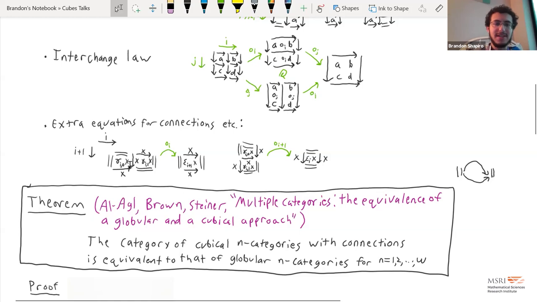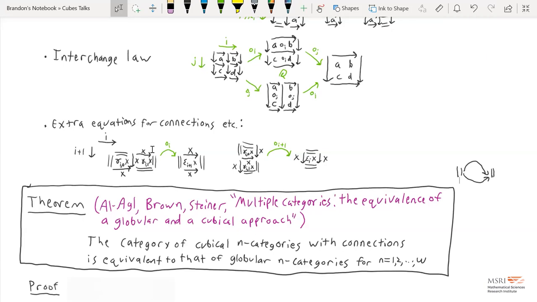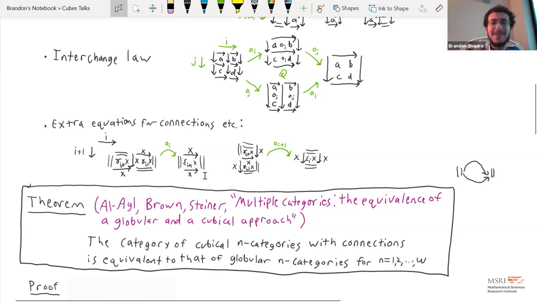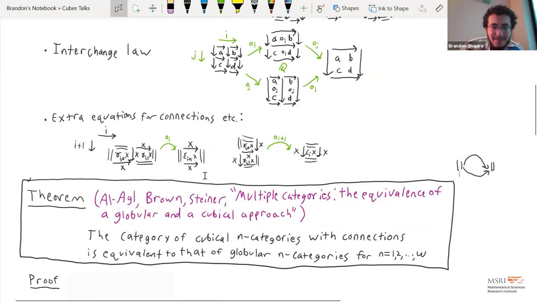So for instance, that's why we're allowed to have these degeneracies, where you can have an arrow going down and an arrow going horizontally, which in double categories would not be something you could generally define. That's great, thanks. Yeah, and that is an important distinction.